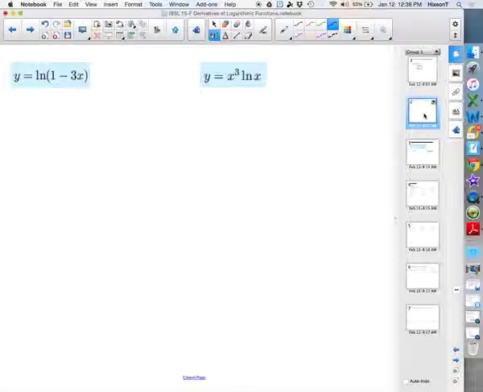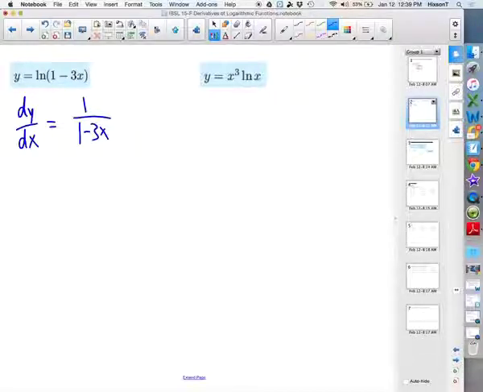Here's the example. We have natural log of 1 minus 3x. Okay? Again, we have a chain rule that we have to deal with. So when we're finding dy dx, what's the derivative of a natural log? 1 over whatever you happen to have in here. So it's 1 over 1 minus 3x.